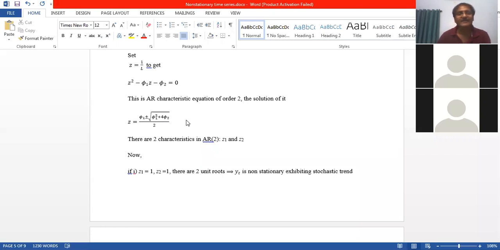And I have already mentioned, in the case of AR1, the value of the characteristic root z is equal to phi 1. But in AR2, the value of z is not equal to phi 1 or phi 2. The value of z is of this kind, that is, a combination of phi 1 and phi 2. So one value of the root is phi 1 plus this term divided by 2. Another value of the root is phi 1 minus square root of this divided by 2.